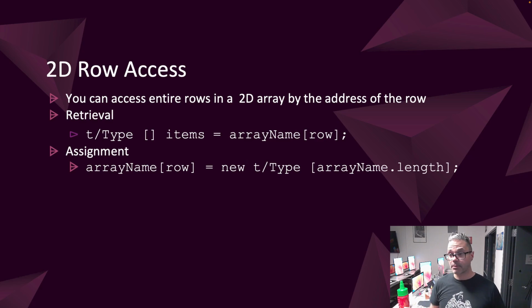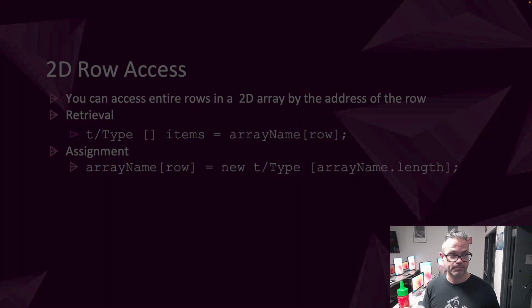Or I can replace a brand new array into that row by saying array name sub row equals new type array name dot length, and it'll put a new empty set of values. Or I can even assign a brand new declared list of arrays inside that as well. So I can simply just put that in there.